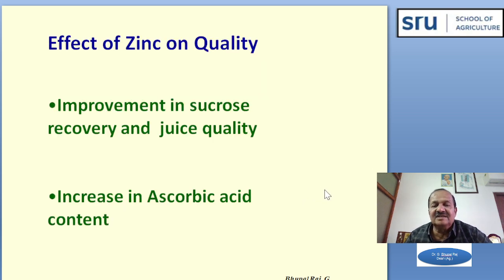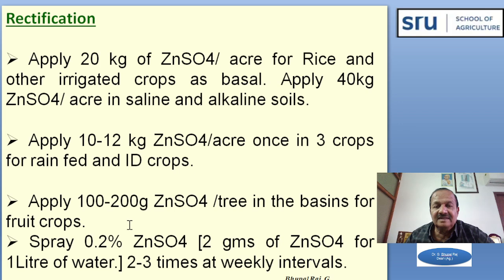So zinc not only improves the yield, but also improves some of the quality parameters, such as the improvement in sucrose recovery and juice quality. If we use zinc in sugarcane, for example, it increases the sucrose quality, the juice quality, the sugar content in the juice, and it also increases the ascorbic acid content in some fruit crops. How to rectify the zinc deficiency?